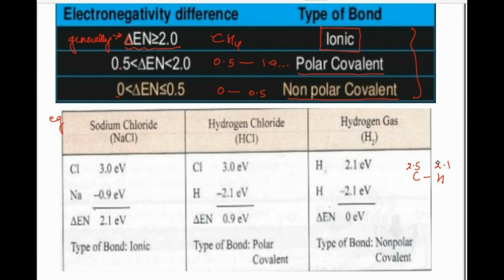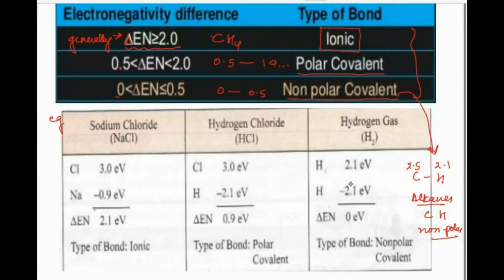All the alkanes which have carbon and hydrogen only will be said to be non-polar. They are completely covalent. They are non-polar because the electronegativity difference is less than 0.5. Their reactivity will be different from the ones which are polar in nature.